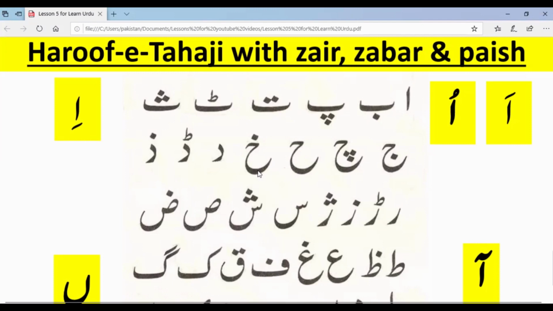Khe Zabar Kha, Khe Pesh Khu, Khe Zer Khi, Kha Khu Khi. Dal Zabar Da, Dal Pesh Du, Dal Zer Di, Da, Du, Di.